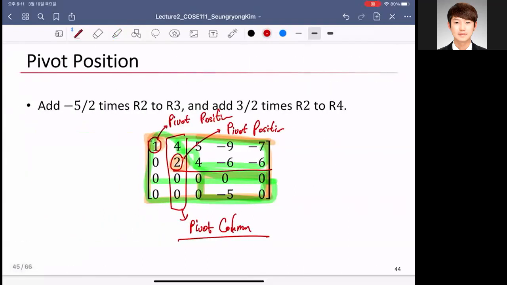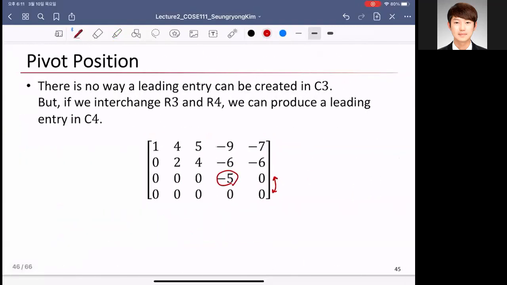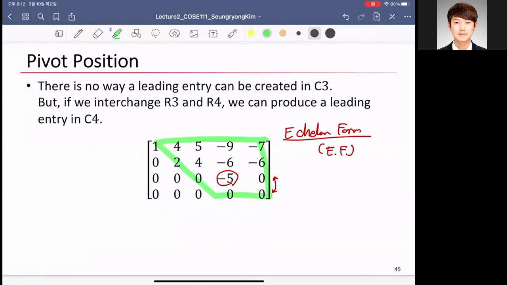So from here, just interchange R3 and R4, then we are going to have this kind of form, right? This is not reduced form, just echelon form. Echelon form, okay, or EF form. In the EF form, we produce a leading entry in here, right? So this is going to be our new pivot position.